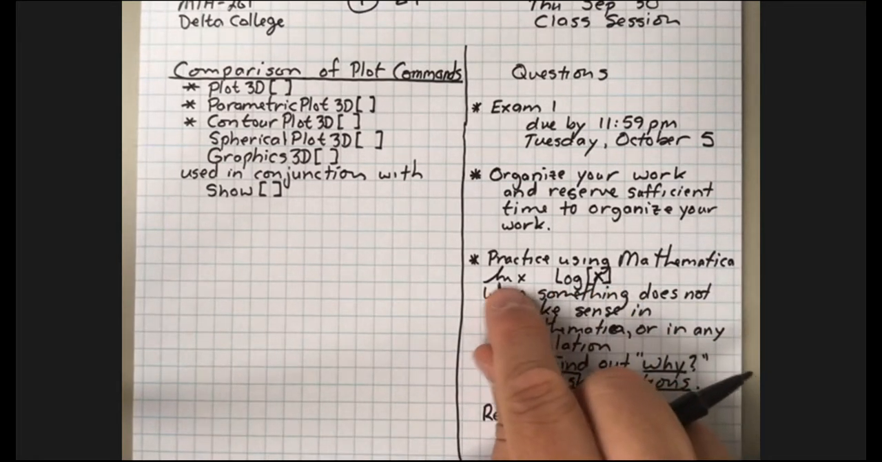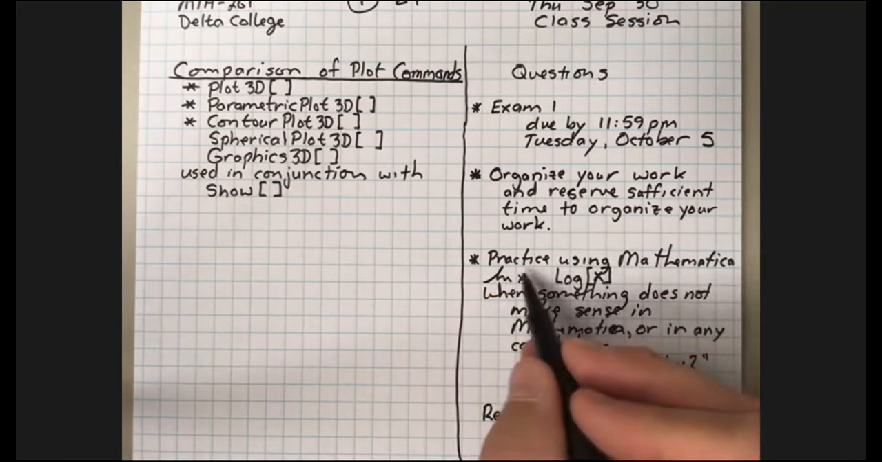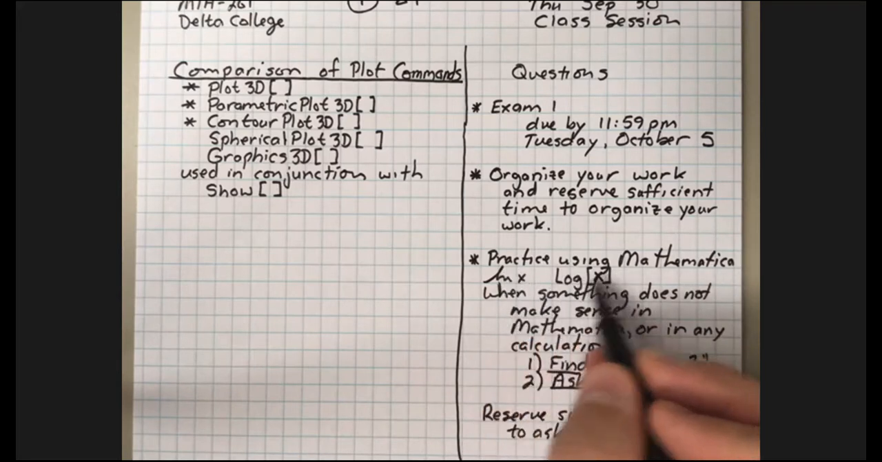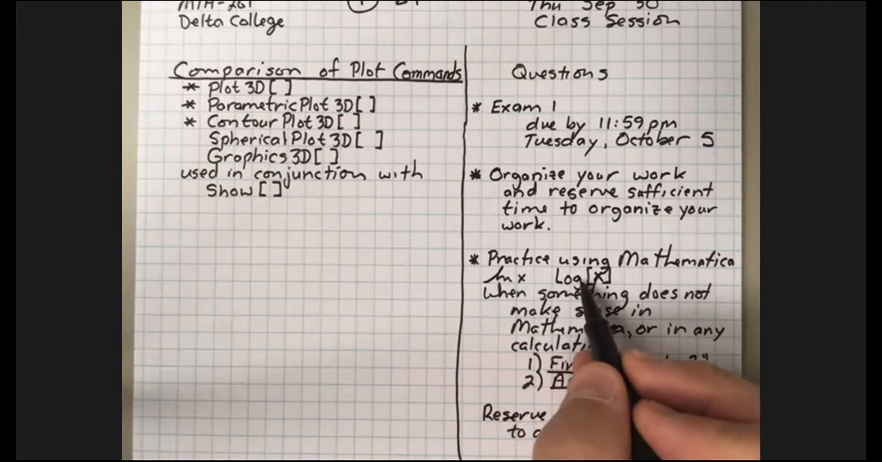And when you write any version of LNX, as you're used to writing on your paper, Mathematica just doesn't understand what you're writing. So you need to practice using Mathematica, giving yourself time to use it, and following the appropriate conventions.